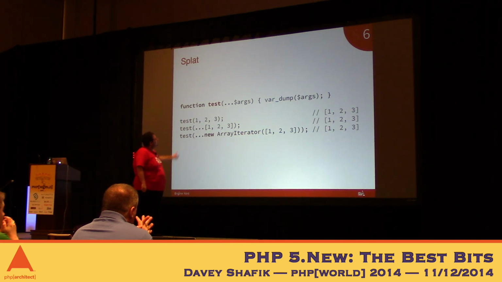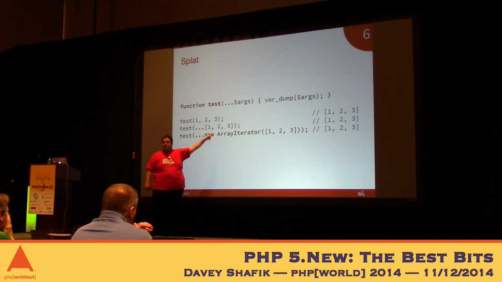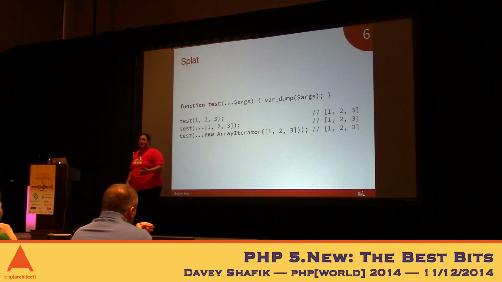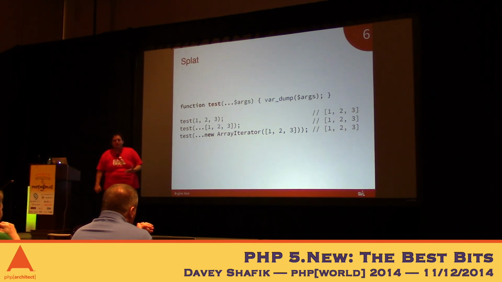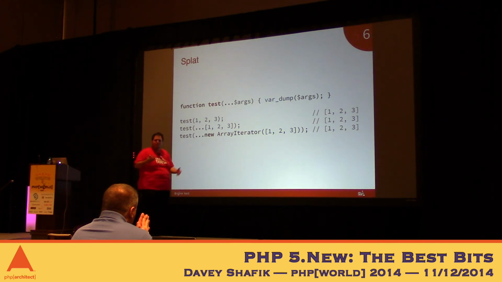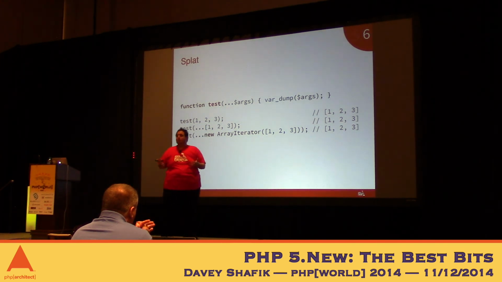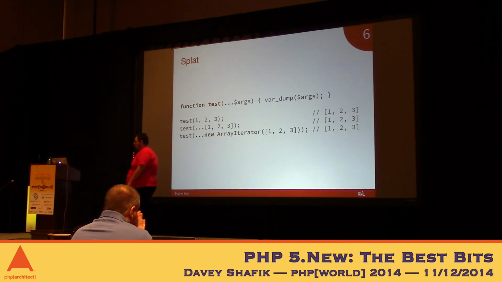So, function test, I'm going to use a variadic here because it's nice for the slide, triple dot args, var dump args. I can then pass in individual arguments by hand, or I can use this triple dot splat syntax to unpack an array, or something that looks like an array, and we have the exact same thing. Okay, so this is great for, like, if you have configuration variables that you want to pass in as individual arguments for, say, your database connection, right? You no longer need to write them out. You can just use this unpack operator.